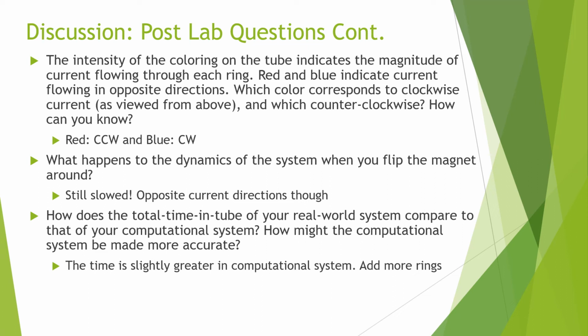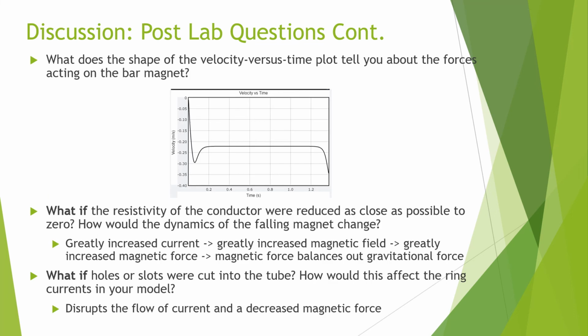The total time in the tube was slightly greater than the computational model. The way we can make our computational model more accurate is simply by adding more rings to it. As the graph shows, in the first part of the drop, the forces were not equal to each other, and thus there was a difference in velocity. However, during the time between 0.2 seconds and 1.2 seconds, the forces equaled each other, and thus the velocity didn't change. But at the end, the velocity changed because of the magnetic force dropping out.